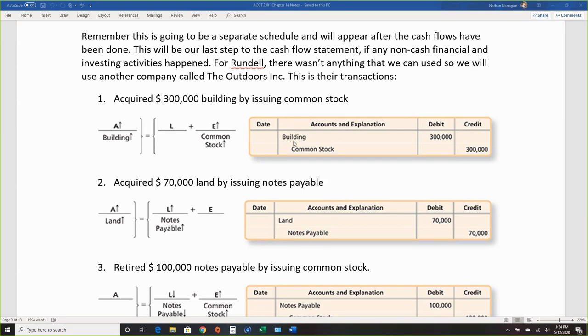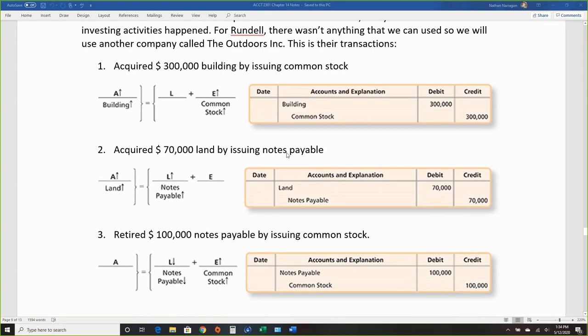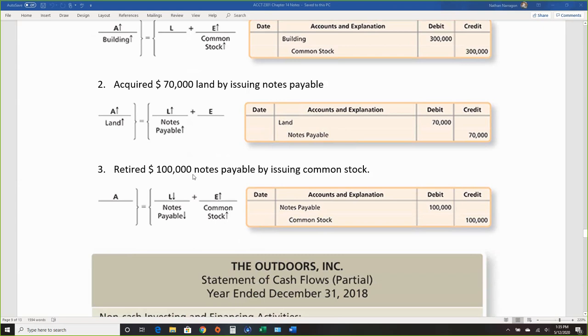Again, I have an investing activity in buildings along with a finance activity in common stock. So this will be a non-cash investing and finance. Here, I give the example of land issued for notes payable. Again, that's an investing activity for land, and a finance activity for debt financing of notes payable. Then last, they have retired $1,000 of notes payable by issuing common stock. So technically, this is a double whammy of finance. So finance and finance, but still considered a non-cash item.